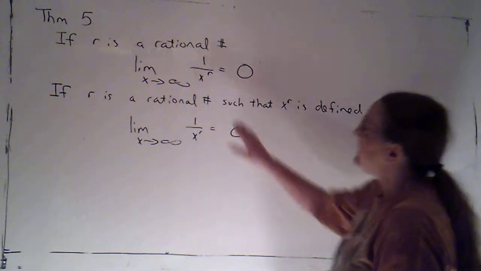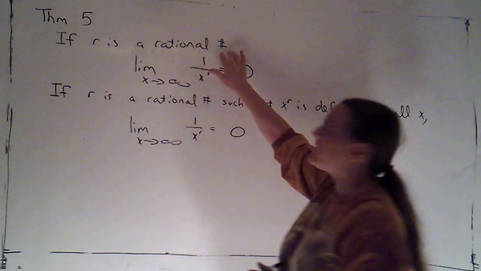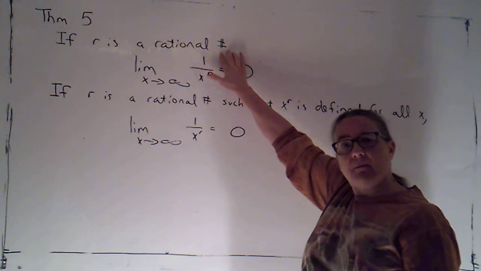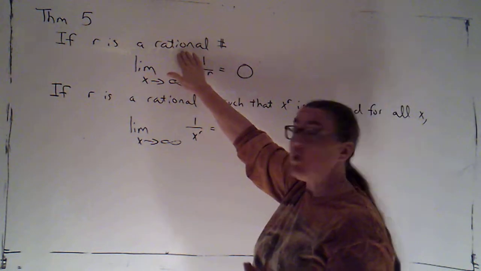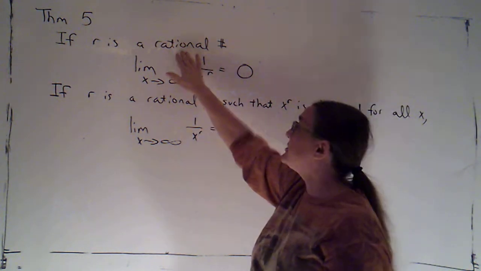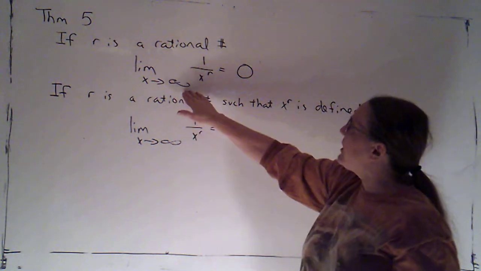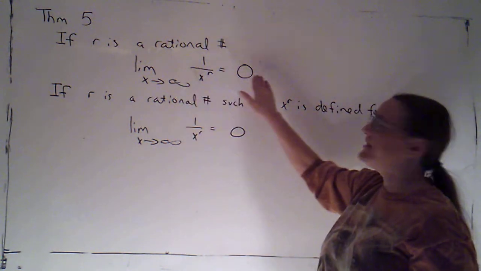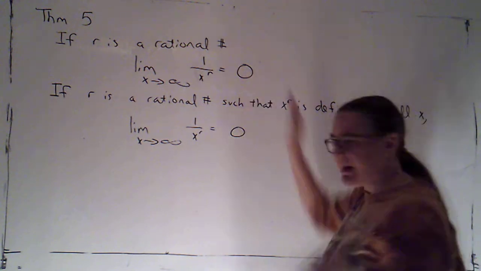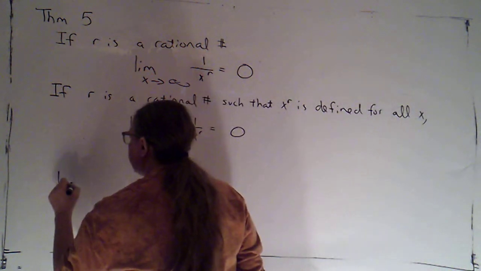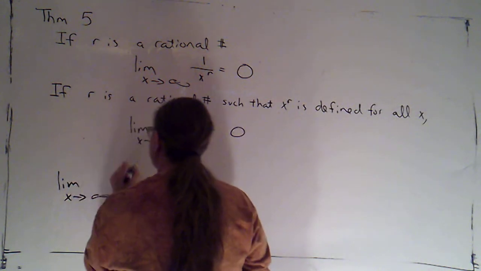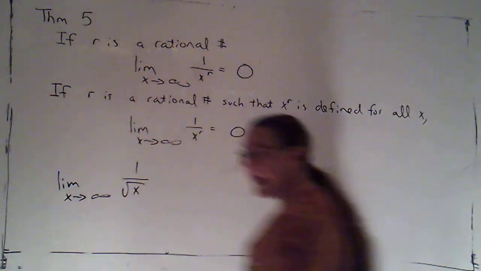Here they're saying if r is any rational number, remember that's just any number that can be written as a ratio or a fraction of integers. Then the limit as we go off to infinity of 1 over x to the r is 0. So, for example, the limit as x goes to infinity of 1 over the square root of x.